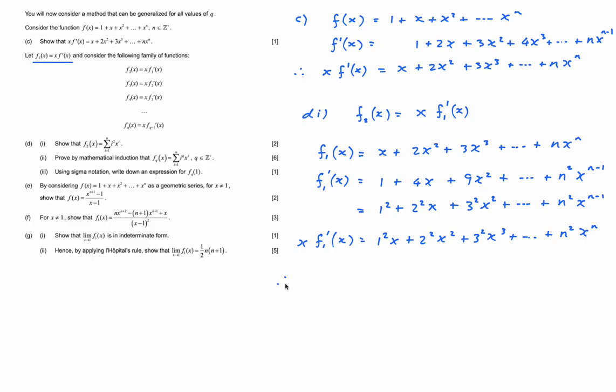Therefore f2 of x is equal to the sum from i equals 1 to n of i squared, that's going to give me my 1 squared plus 2 squared plus 3 squared plus 4 squared up to n squared, times x to the i, that gives me x to the power of 1, x to the power of 2, x to the power of 3, x to the power of 4. So we have shown it there, and again only 2 marks. Okay, I'll stop there guys, and I'll do this proof by induction in the next video.